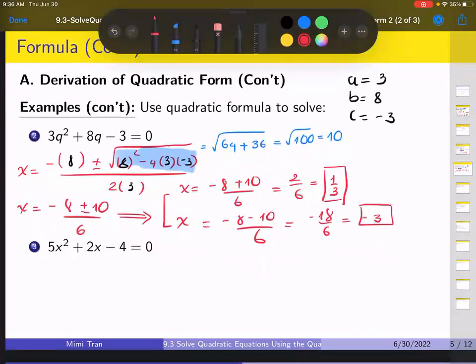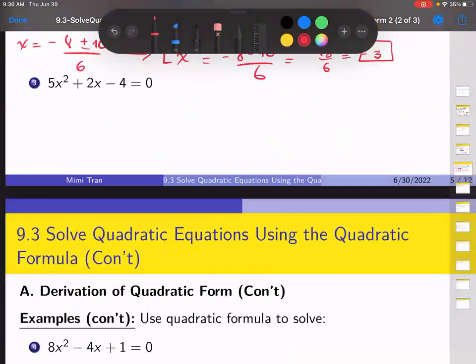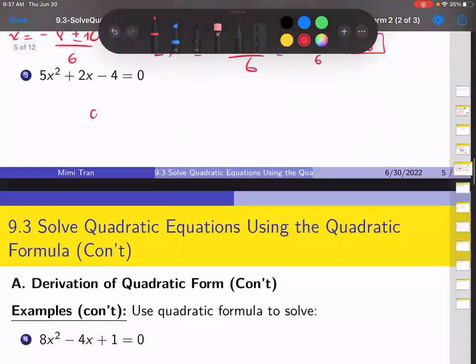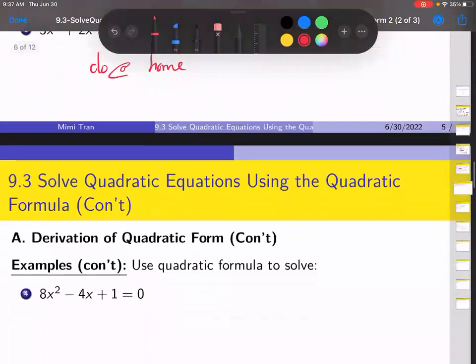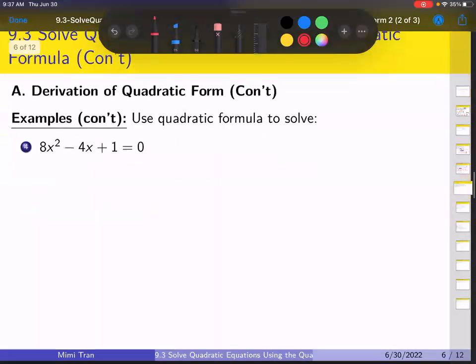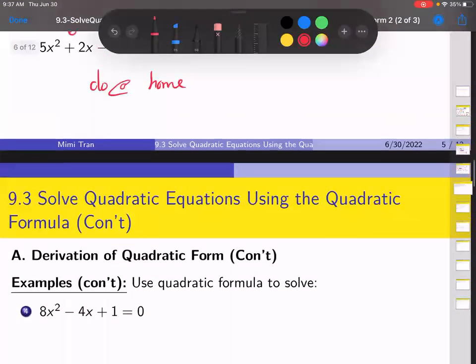Okay, the second one, I want you to do at home. Please do it at home. Okay. What's this? Why do I have so many of them? Simple.